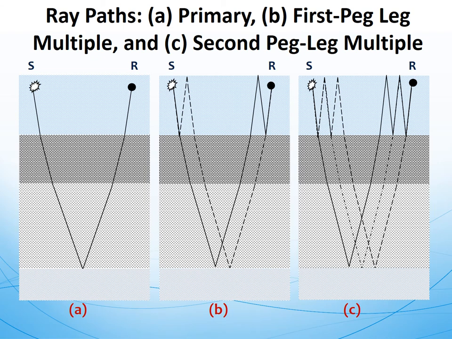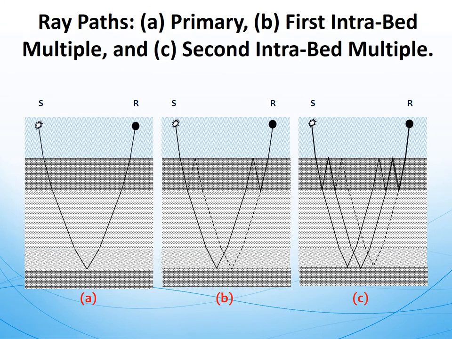The primary path, one of the examples, in A is shown over here. B shows the first peg-leg multiple. You can see it like this, or the other way around at the receiver part. Or you can also have the second peg-leg, where it bounces twice and goes down to another reflector, which is highly complicated to resolve. You can also have this kind of intra-bed multiple. The primary is in A, the figure in B shows the first intra-bed multiple, and C shows the second intra-bed multiple.